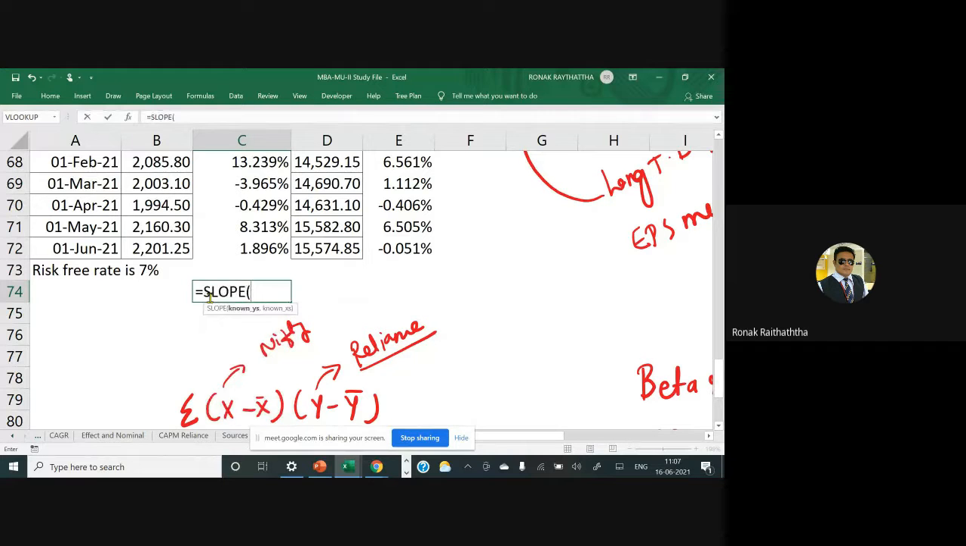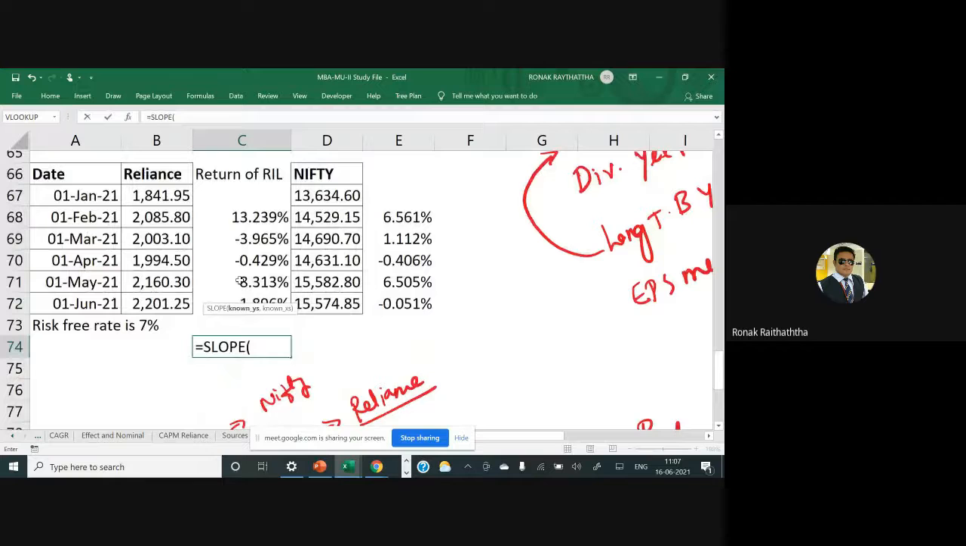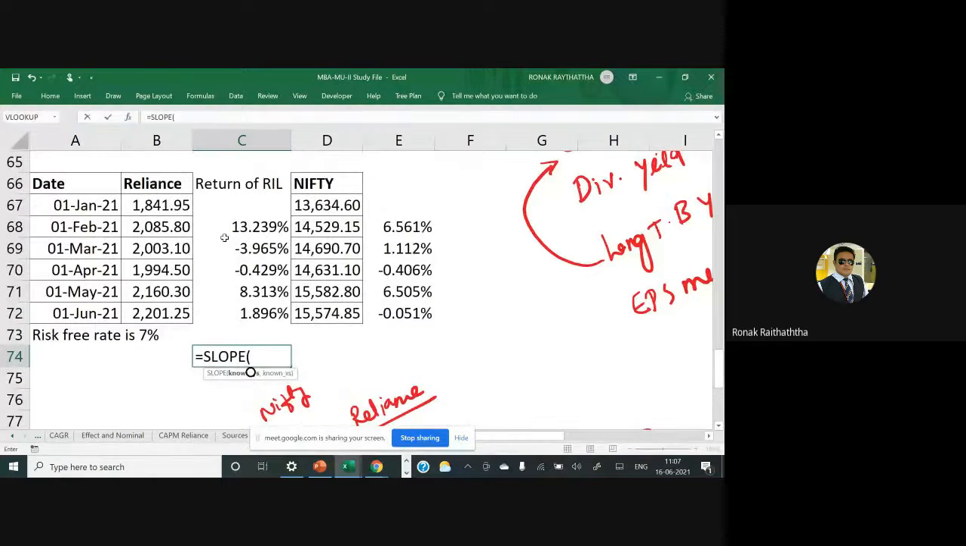SLOPE, opening the bracket, then known y's. So what are the returns we have got in the y? Y is basically the dependent variable. Dependent means Reliance, which is dependent on the movement of the entire market. So Reliance will be taken as the dependent variable. So all the y's I'm selecting right from the first to the last one, pressing comma to go to the next parameter. And my friend, the next parameter is all the returns of X. X stands for the Nifty. So right from the first to the last one, we select it, closing the bracket.